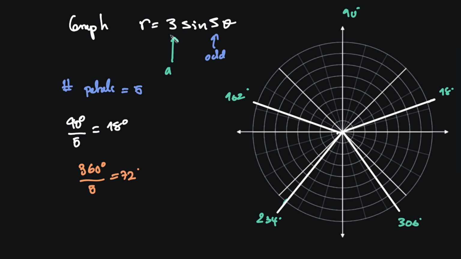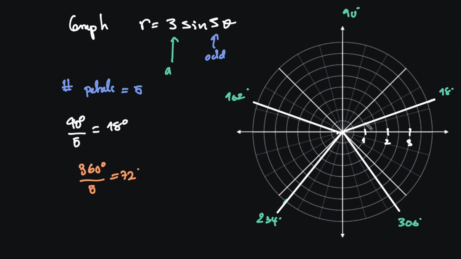Our petals are going to be 3 in length. So let's do the same as in the previous example. We're going to take 2 circles as 1. We're going to change the scale. So 1, 2, 3. So this means we're going to take 6 circles to get 3 in our new scale.